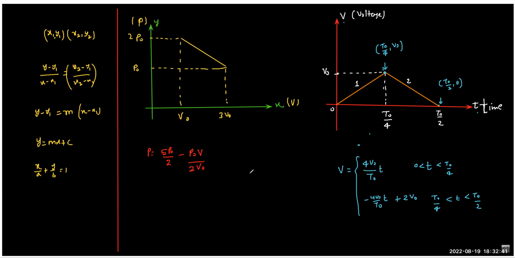So using the 2-point form, what can you write? You can choose any one as point 1, the other as point 2. So y minus y1 upon x minus x1 is y2 minus y1 upon x2 minus x1. That's it. What is y here? Okay, I should have written v here anyway.